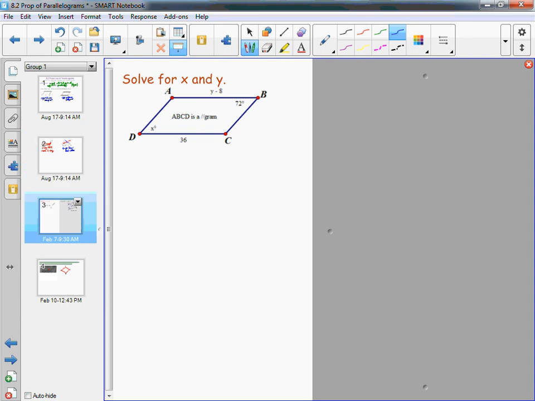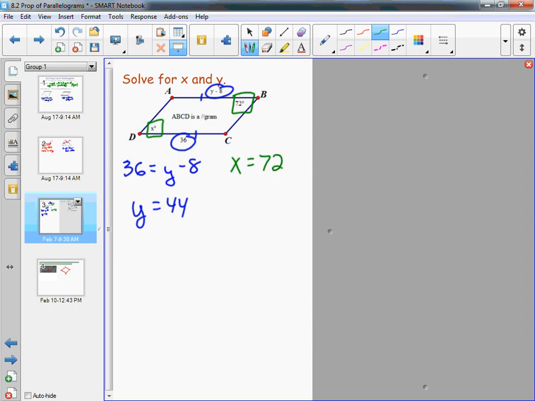So here we have ABCD as a parallelogram. We're asked to solve for the variables. We know that opposite sides are congruent. So we have here 36 and y minus 8. So 36 is equal to y minus 8. We add the 8 to both sides and we get that y equals 44. Looking here, we have x is an angle, and the only other angle measure we have here is b. These are opposite angles, and we know that the opposite angles are congruent. So x equals 72.